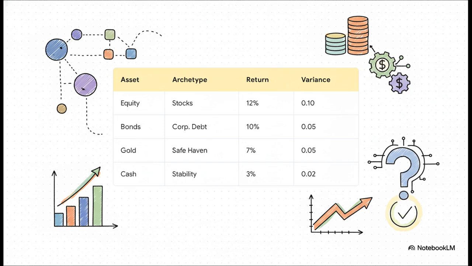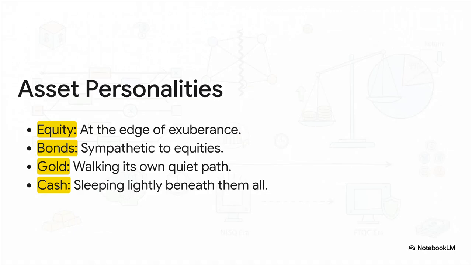Then there's gold, the classic safe haven. And finally, good old cash, which is super stable but doesn't offer much growth. Each one has a very different personality. And I just love how the source material describes these. It gives them real character.